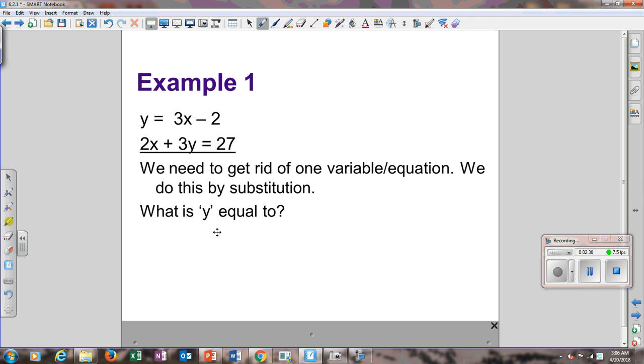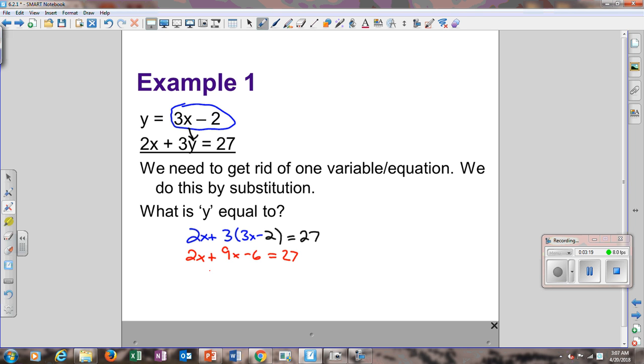So if we just plug it in directly, it's going to give us 2x plus 3 times 3x minus 2 equals 27. So literally I just took this and put it in for y, because I know y is equal to that. Now I can distribute. So it's still going to be 2x plus 3 times 3x, 9x. 3 times negative 2 is negative 6 equals 27.